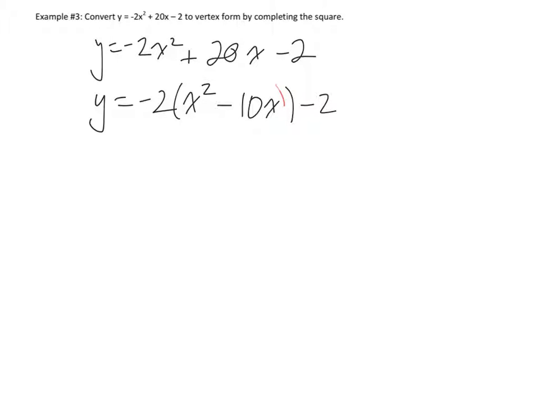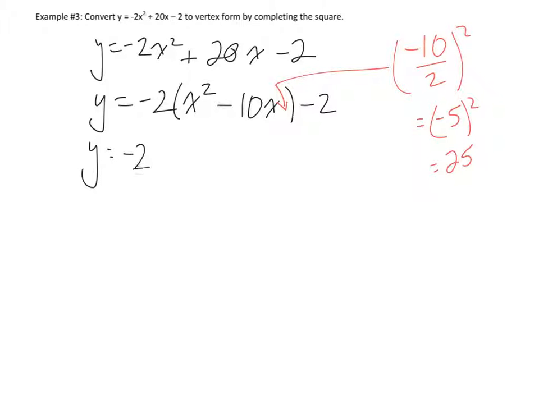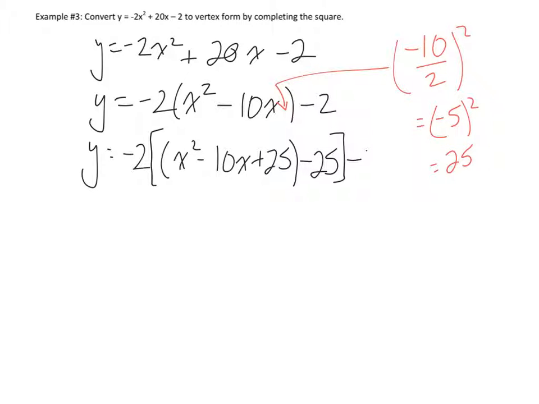So now I need to figure out what term I'm going to insert over here. I'm going to take negative 10 and divide it by 2 and square it. So that equals negative 5, which I will be squaring, which makes 25. Good. So now I go y equals negative 2 square bracket, x squared minus 10x plus 25 minus 25, close square bracket, minus 2.